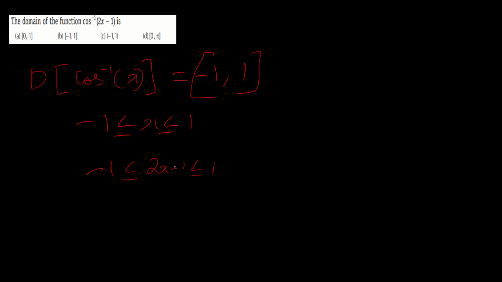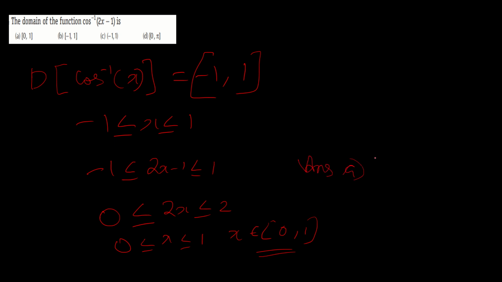First we have to eliminate minus 1. To eliminate it, let's add plus 1 to all sides. It will be 0 less than or equal to 2x less than or equal to 2. Now we need to eliminate this 2. Let's divide by 2: 0 less than or equal to x less than or equal to 1. So x belongs to closed interval 0, 1. That's the answer for this one, so this is also answer A, that is closed interval 0, 1.